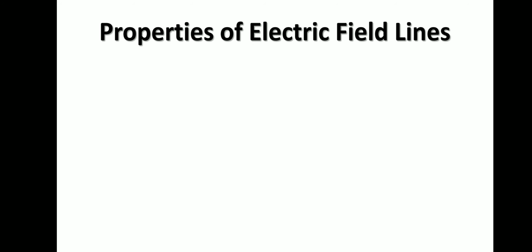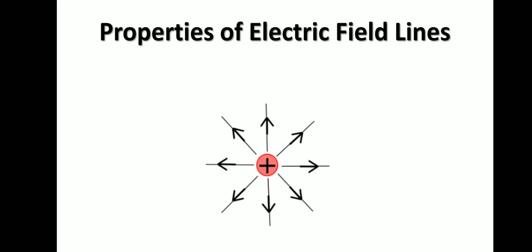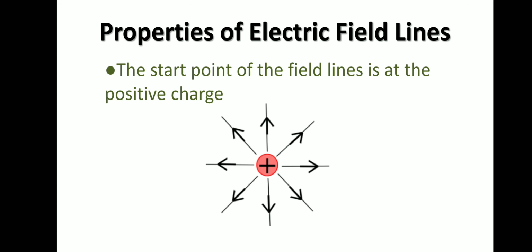Moving ahead to the next property. Watch here. This is a positive charge, and from the positive charge the electric field lines are originating. Positive charge is the source for the electric field lines. These are originating from the positive charge. So we can say the start point of the field lines is at the positive charge.